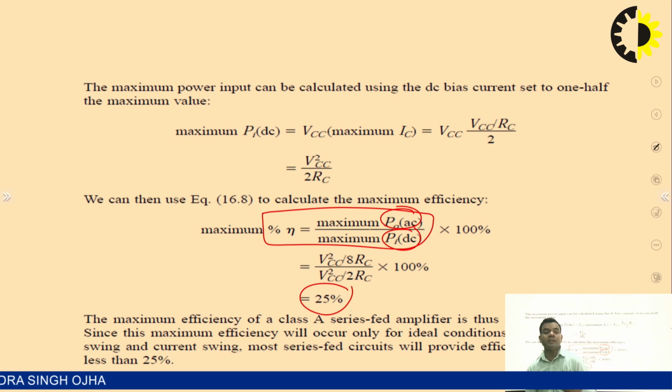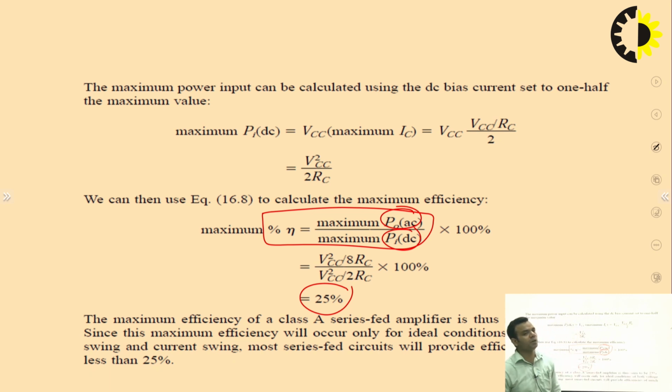If you will take transformer coupled class A power amplifier, then they can provide you maximum efficiency of 50%, but cost of circuit will increase, and that circuit will occupy more area because transformer will be included in that circuit.